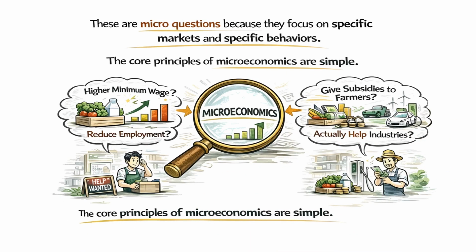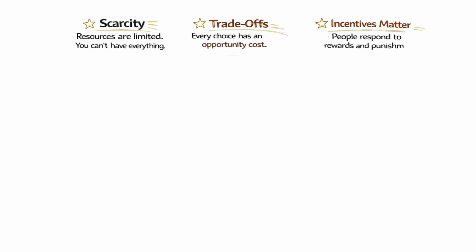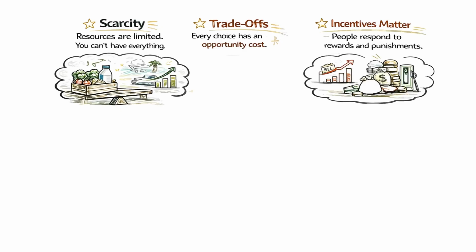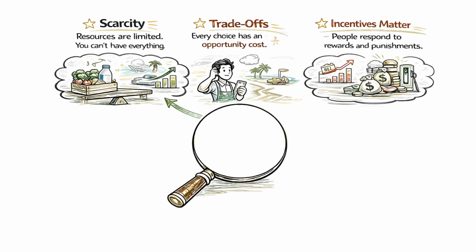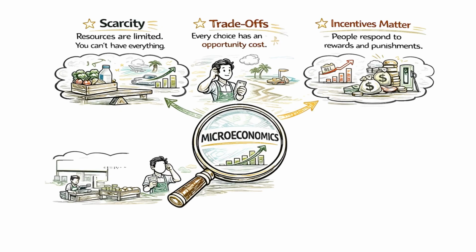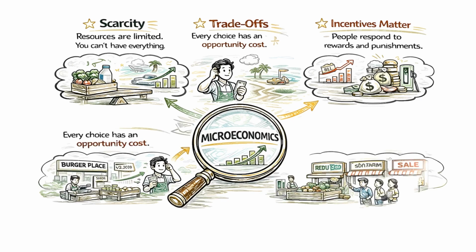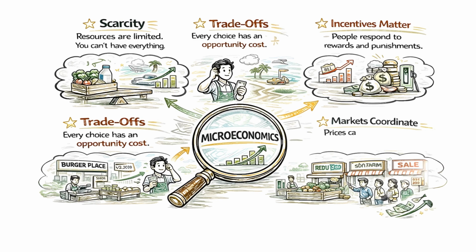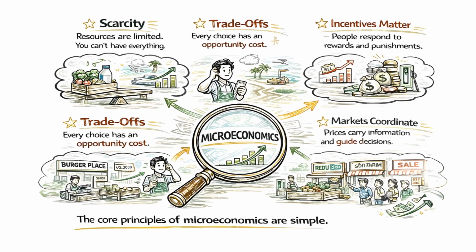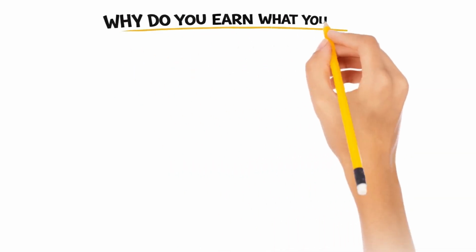The core principles of microeconomics are simple. Scarcity. Resources are limited. You can't have everything. Trade-offs. Every choice has an opportunity cost, what you give up to get something else. Incentives matter. People respond to rewards and punishments. Markets coordinate. Prices carry information and guide decisions. Competition drives efficiency. When businesses compete, consumers win.